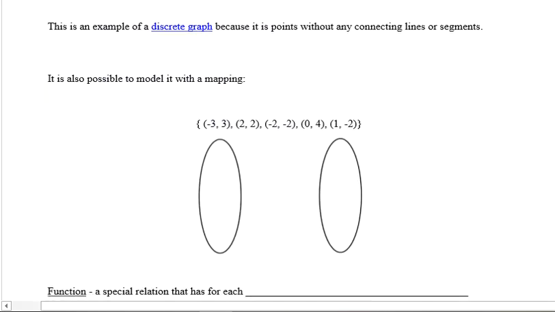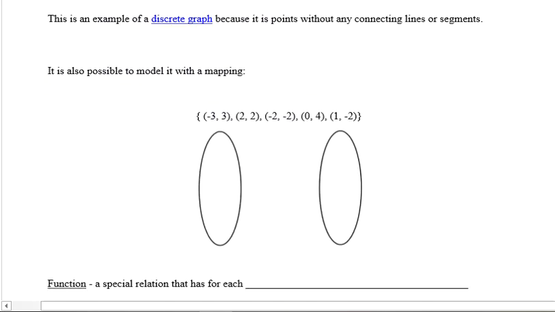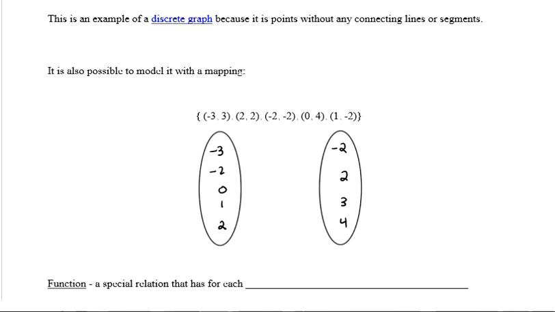It's also possible to model it with a mapping. Now, a mapping sometimes you see as rectangles, sometimes you see ovals. You have your inputs or your x-coordinates on one side. Notice I just put them in order from least to greatest. And then you just draw arrows connecting different ones.